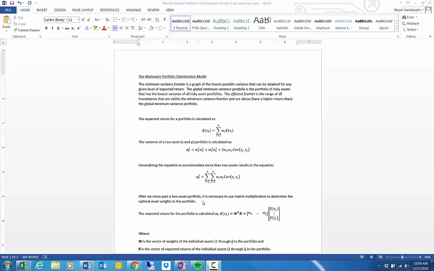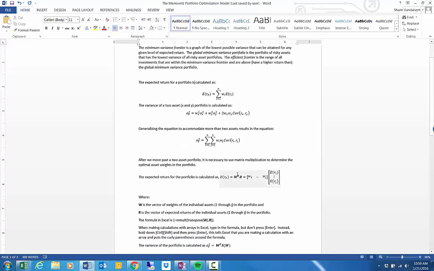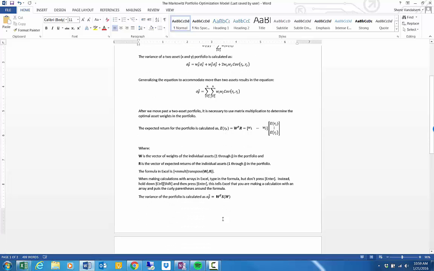After we move past a 2-asset portfolio, it's necessary to use matrix multiplication to determine the optimal asset weights in the portfolio. So using matrix multiplication notation, this is what our equation would look like. We have the weights of the assets of the portfolio transposed, multiplied by their expected returns. And you can see this in the document that accompanies this video. In Excel, the formula is going to look like this: equals MMULT, so that stands for matrix multiplication, TRANSPOSE, so we're going to transpose the column of weights, multiplied by the column of expected returns.